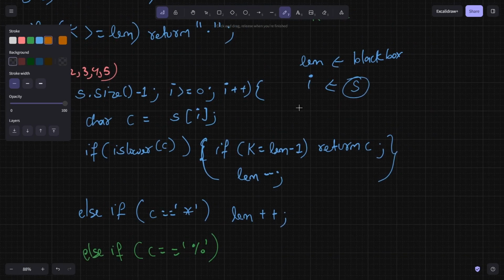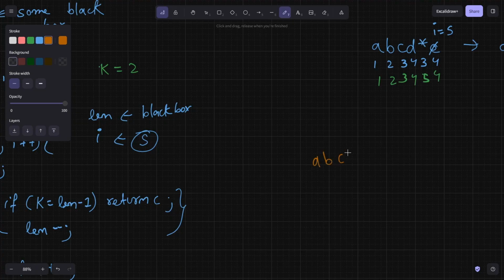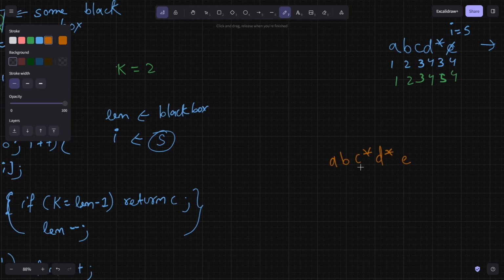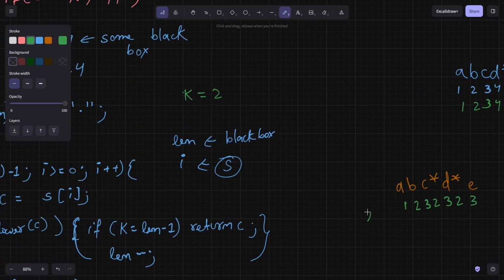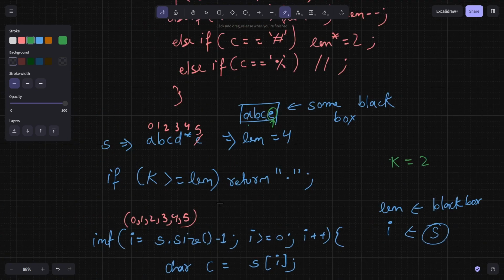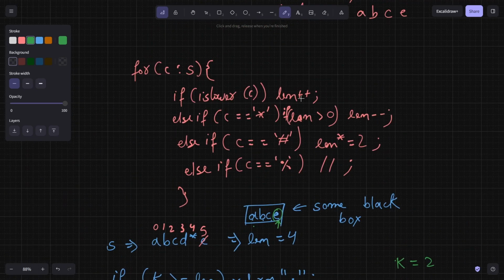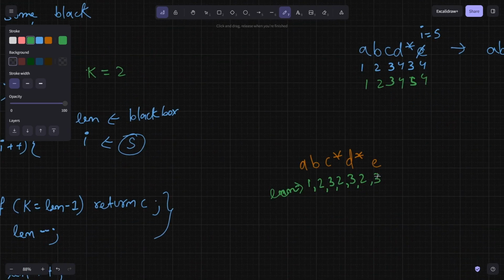So again we got a good example, something like a b c asterisk d asterisk e, okay. If we calculate the length, let me use another color. Length is going to become 1, 2, 3, and at the asterisk 3 minus 1, that is 2, and then d plus 1, then the asterisk, then minus 1, then 3, then e plus 3, okay. So whenever we get a lower character, we do length plus plus, but whenever we see an asterisk, we do length minus minus, okay. We do length minus minus at an asterisk, and length plus plus at any lower character. So after that we calculate the length.